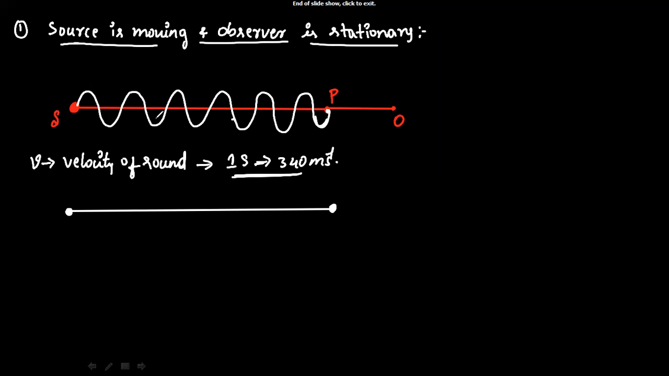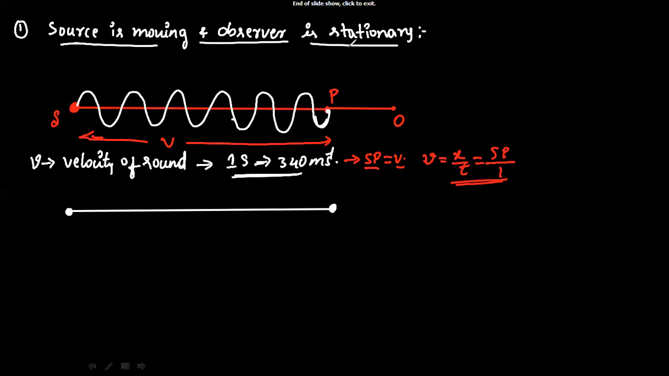P is the distance traveled by the sound wave in 1 second. The distance traveled by the sound wave in 1 second is given by SP. So this is the velocity of sound, and the distance traveled by the sound wave is SP only. SP is equal to V. Why? Because SP is the distance traveled and V is the velocity. Velocity is what? V is equal to x by t. Here x is SP and t is 1 second. So SP is equal to V, we can write it like that. Next, what happens? The source is here. Then the source will start to move and it reaches the point.